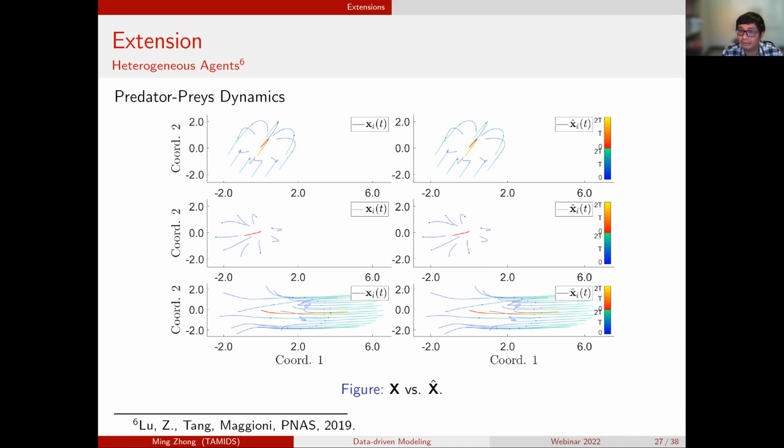you have a single predator chasing a group of prey. In this example, we have 10 agents in total, so it's one predator versus 9 prey. Okay, so again on the left are the true dynamics, on the right are the learned dynamics, and if they are on the same row, they share the same initial conditions. We learn from 10 agents and transfer learning to 20 agents right away. As you can see, we can do that with pretty high accuracy.